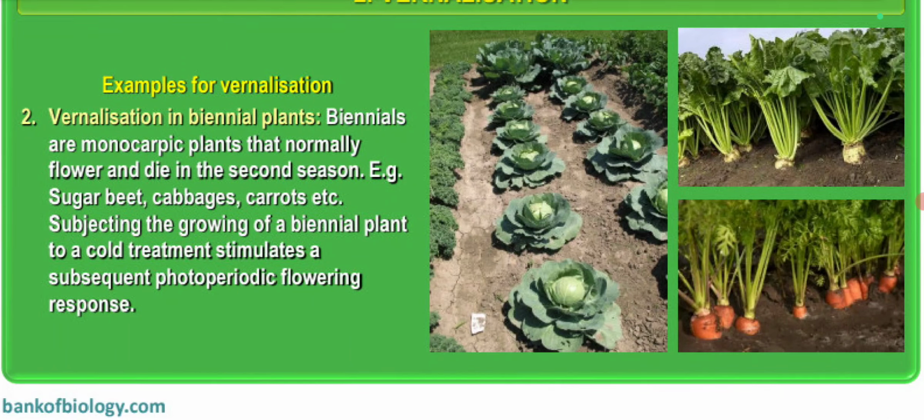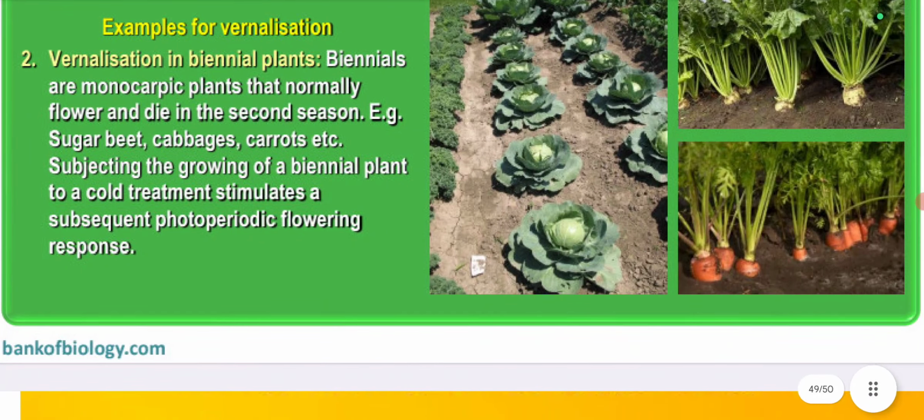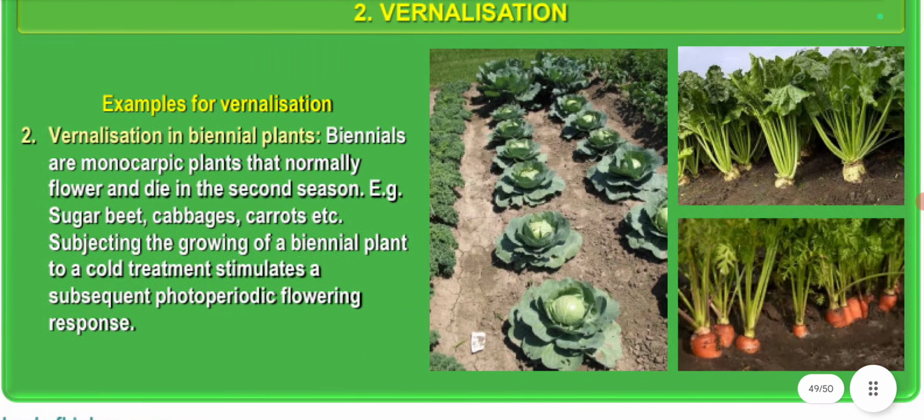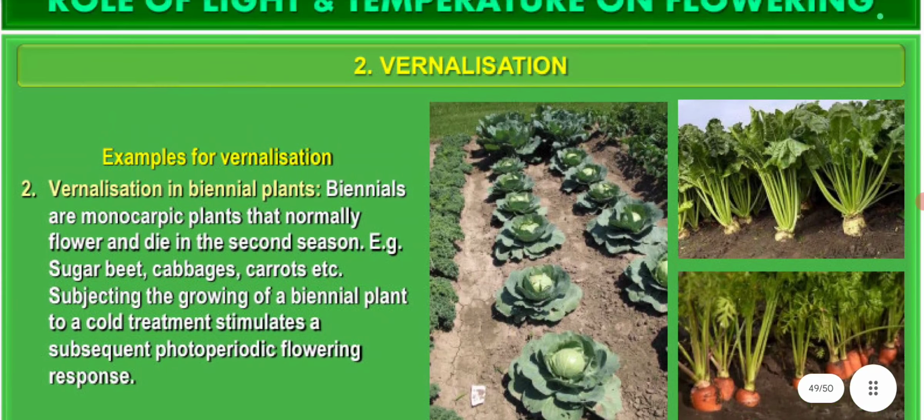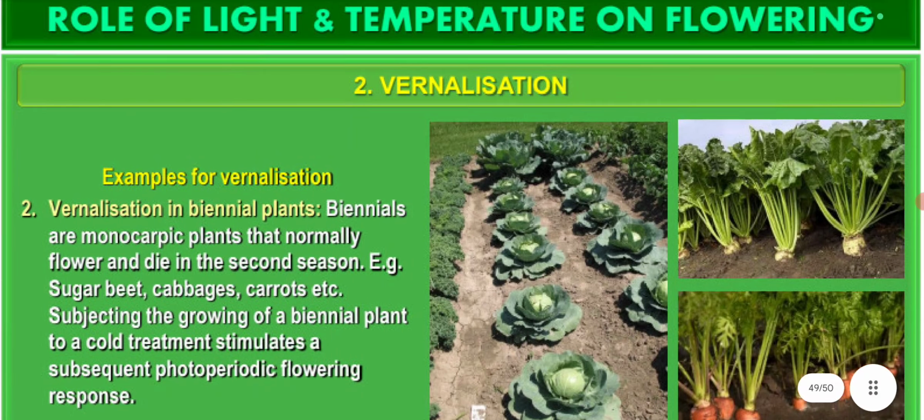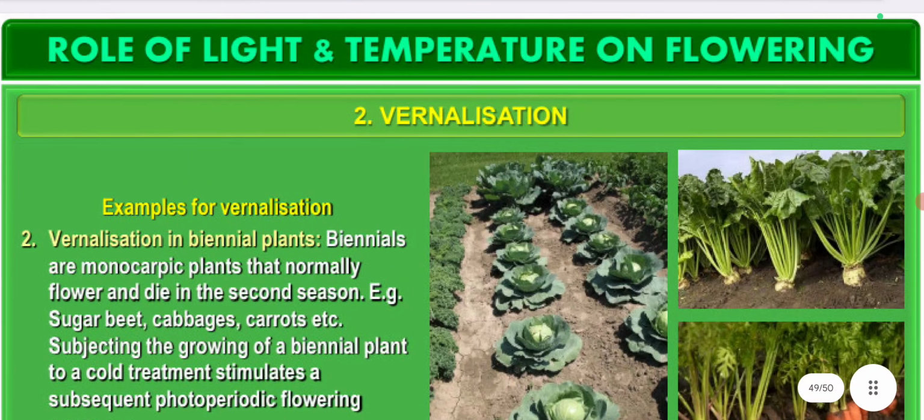Vernalization in biennial plants. Biennials are monocarpic plants that normally flower and die in the second season. Example: sugar beet, cabbage, carrots, etc. Subjecting the growing biennial plant to cold treatment stimulates a subsequent photoperiodic flowering response. This is vernalization. And with this, we have completed the whole chapter.